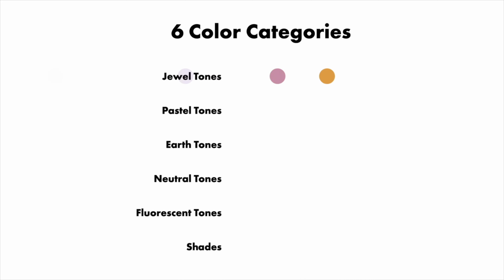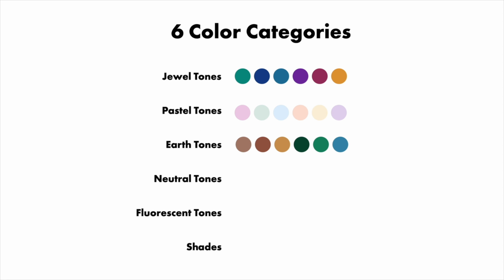The first category is jeweled tones. The second is pastel tones. Category 3 is earth tone. Category 4 is neutral tones. Category 5 is fluorescent tones. And finally, category 6 are the shades.